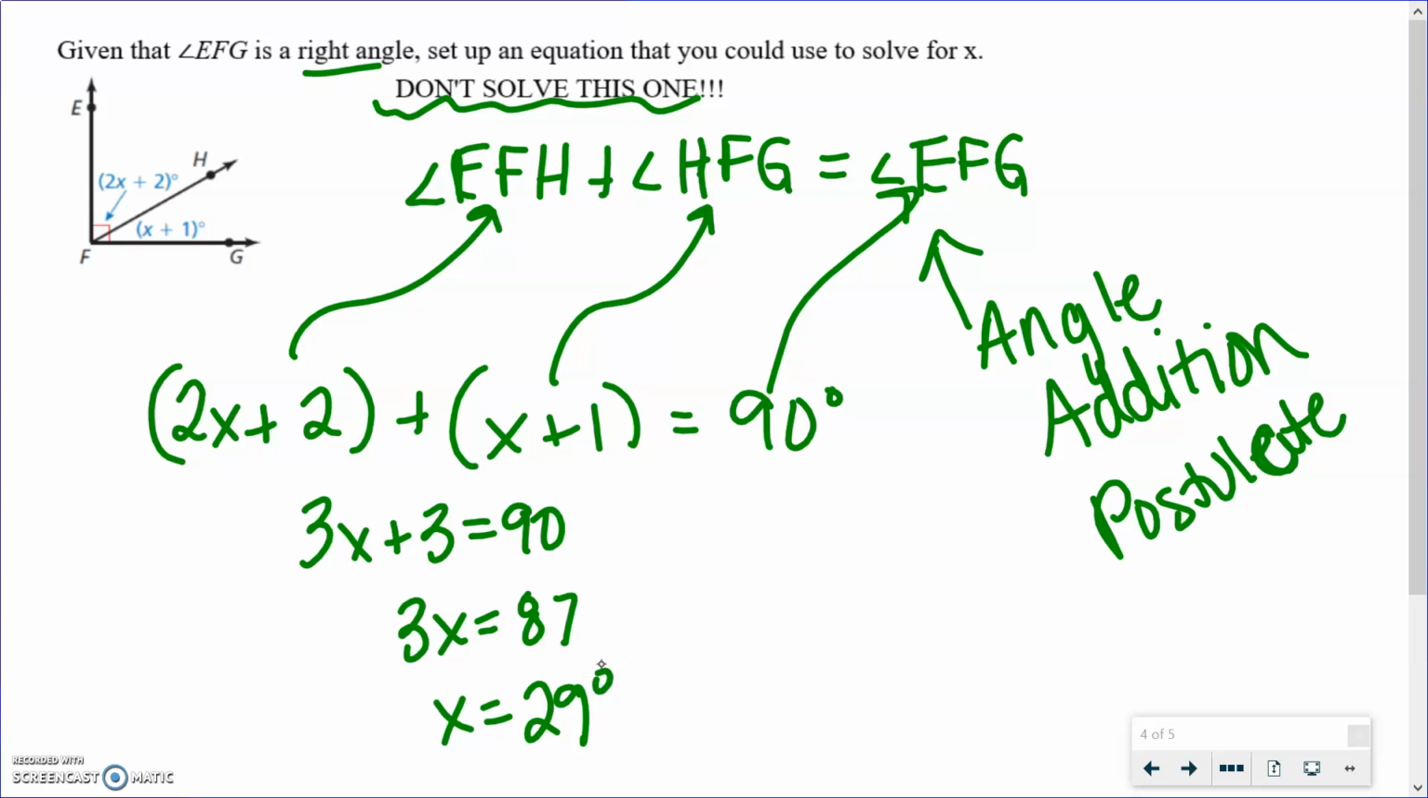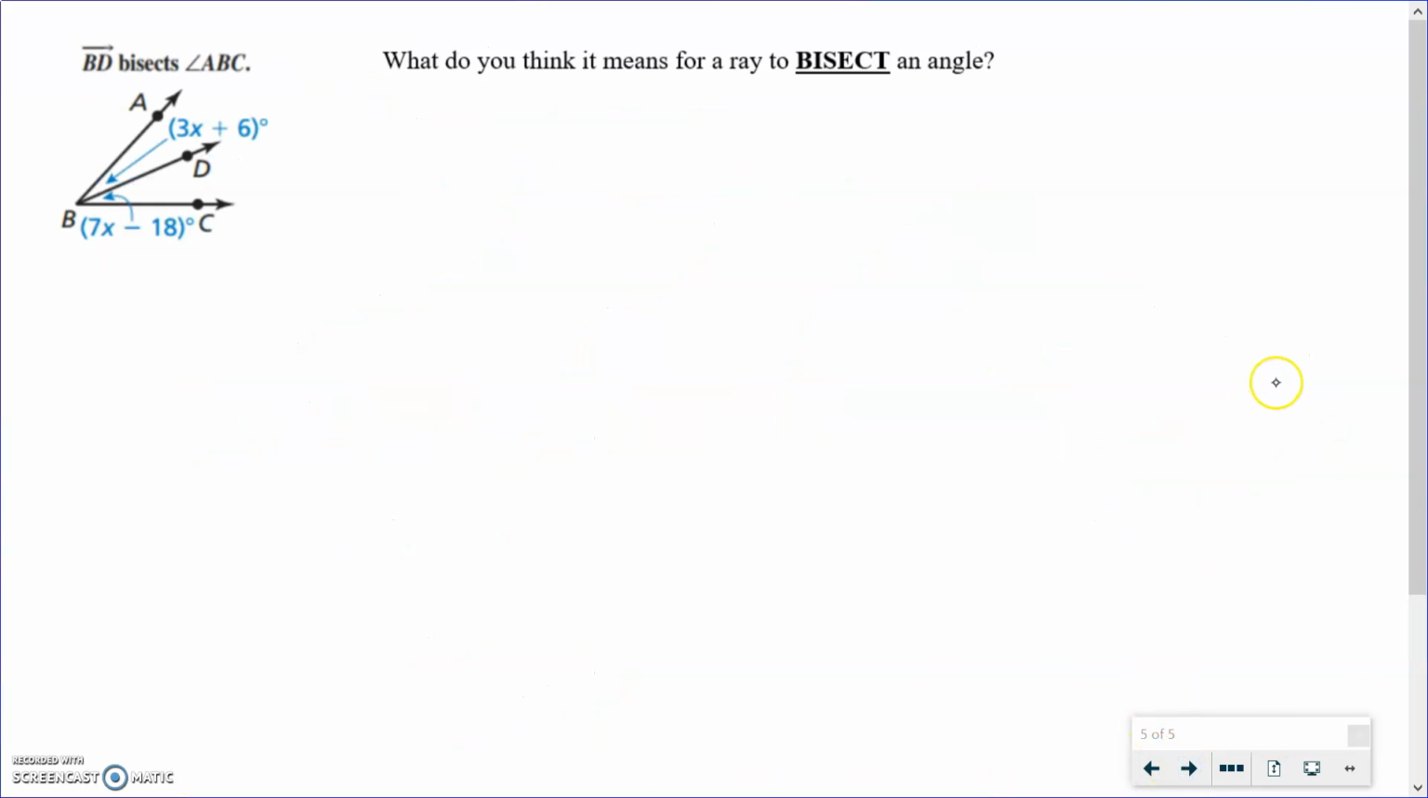But again, the really important piece to get from this example is that that's the angle addition postulate. Okay. All right. One last thing today.